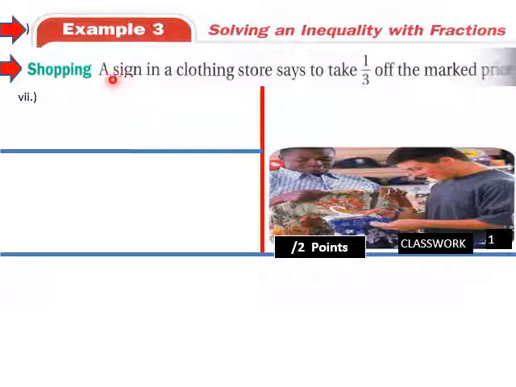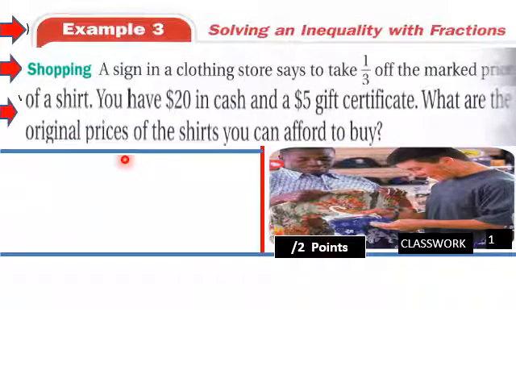Shopping: a sign in a clothing store says to take 1/3 off the marked price of a shirt. You have $20 in cash and a $5 gift certificate. What are the original prices of the shirts you can afford to buy? So a sign says to take 1/3 off the marked price of a shirt. So what are the original prices of the shirts you can afford to buy?